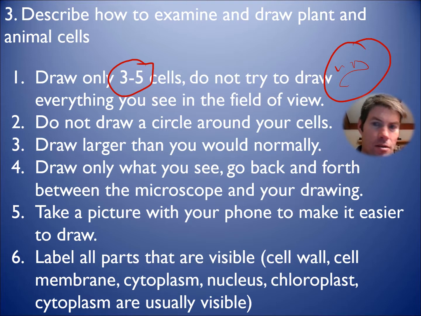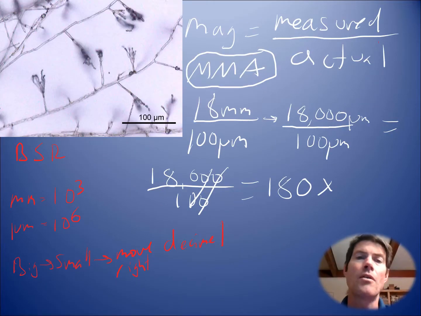Okay? Look back and forth, back and forth, back and forth to really see what you're drawing. You can take a picture with your phone. That can make it easier. And I want you to label everything. Normally, the cell wall, the membrane, the cytoplasm, and usually the nucleus are all visible. Of course, the cytoplasm. So label those. Okay, get used to labeling. This we did today.